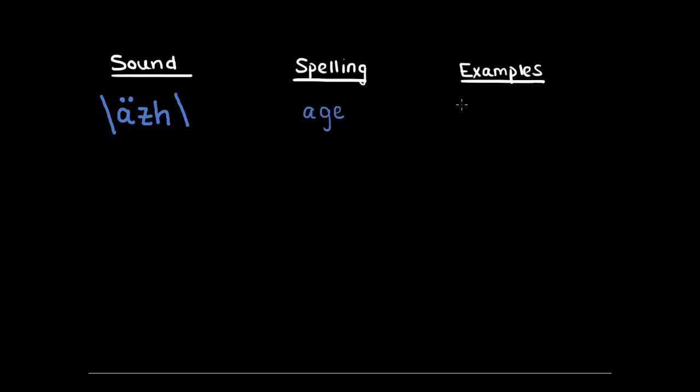Let's look at some examples. We have camouflage, the act of disguising something. You've got the âge here. We have sabotage, completely destroying something. We also have espionage, act of spying.